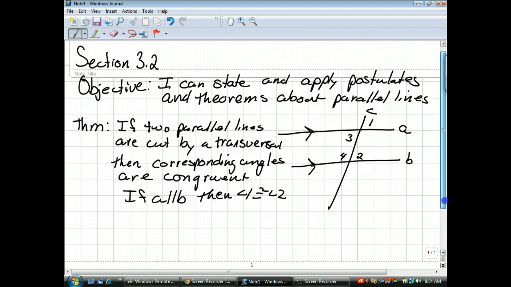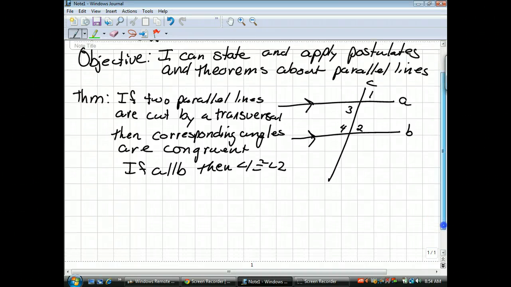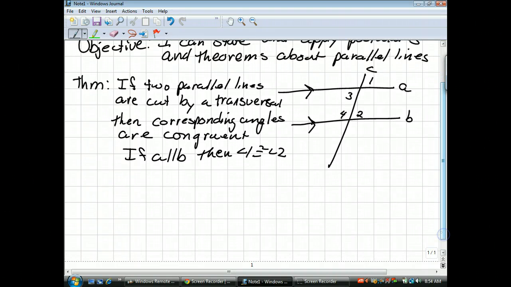When you use this theorem, or any of the theorems that we're learning today, you cannot just say corresponding angles are congruent, because not all corresponding angles are congruent. Only those formed by parallel lines. So you must state the part about parallel lines. Okay? So make sure that you include that part when you're using these theorems as a reason. Right? So in our picture, by this theorem, angle 1 has to be congruent to angle 2.